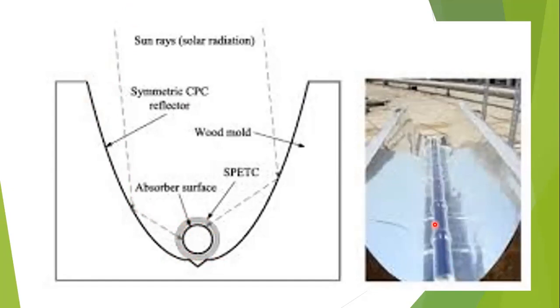See, this is the receiving pipe in the trough. We can see here clearly. This is the trough. Solar radiations will be concentrated on these areas, these two areas beside the trough.